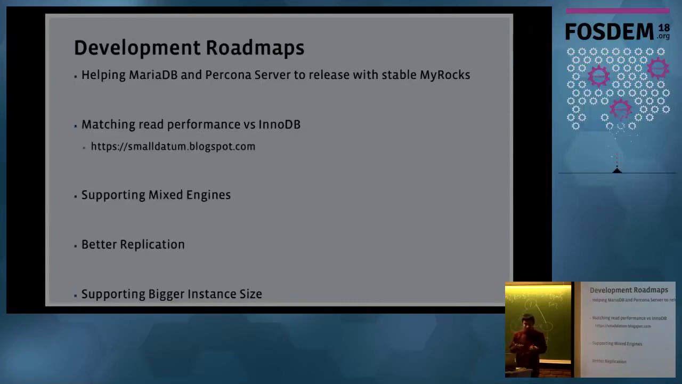From a performance point of view, matching read performance is most important. So from an algorithm point of view, LSM is slower than B-tree, so we are trying to fill the gaps. My colleague Mark Callahan did lots of benchmarks, and we are trying to make it better. I'm talking about supporting mixed engines, better replication, and bigger instance size.